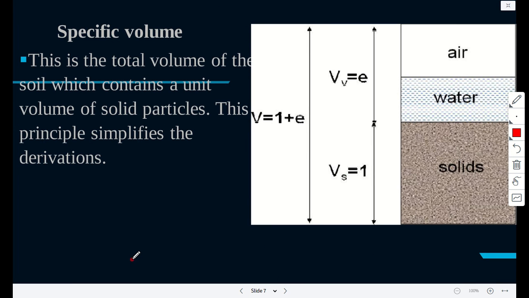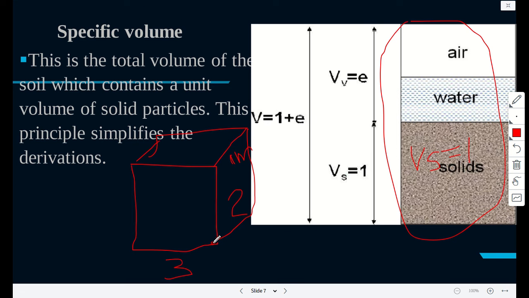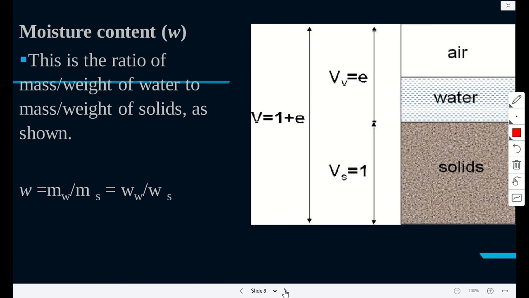So things start here. The volume of water, the volume of solid is 1 in the specific volume. So that should be a key. So we start with what is called the moisture content. Moisture content is the weight or mass of water over the mass of solids.